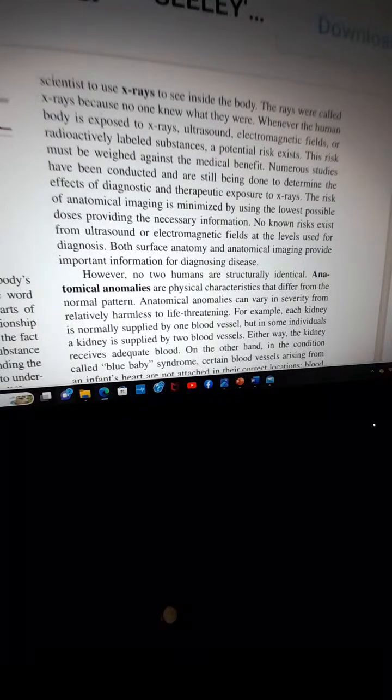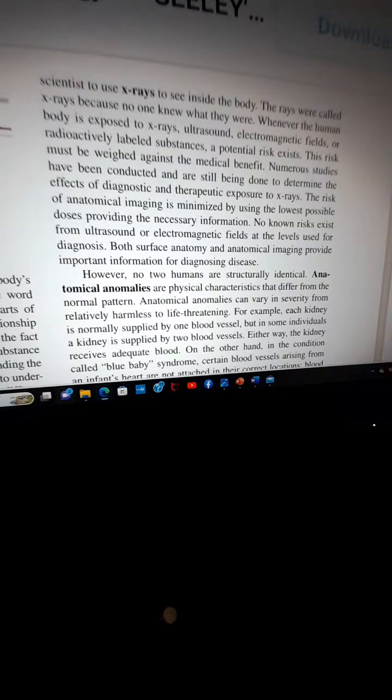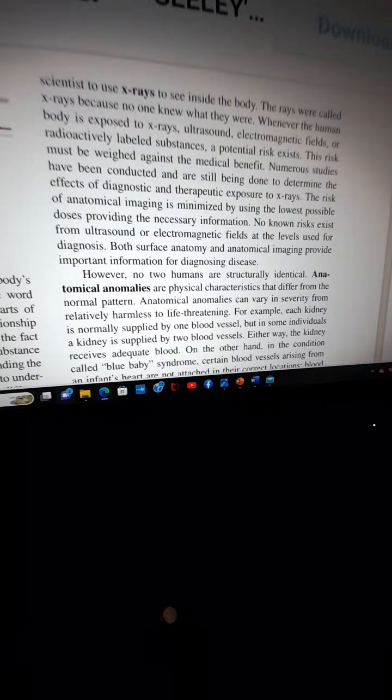The rays were called X-rays because no one knew what they were. Ain't that something? I learned something today. The rays were called X-rays because no one knew what they were.